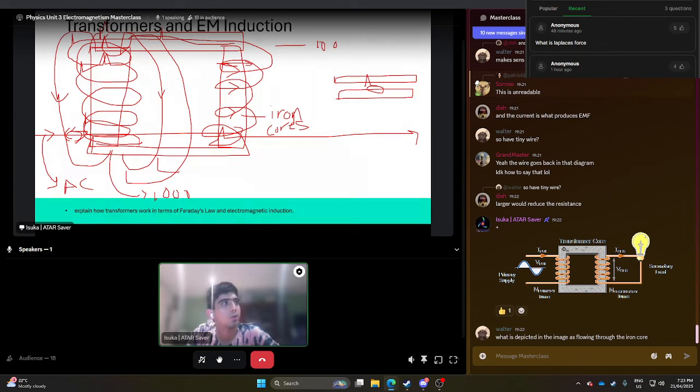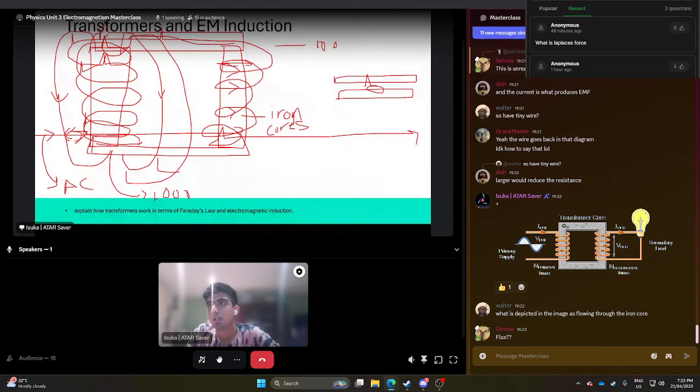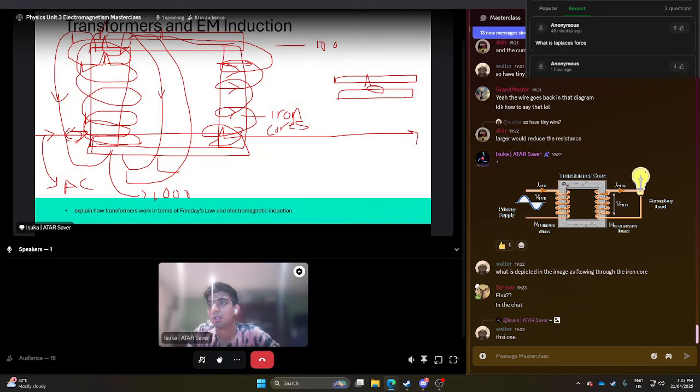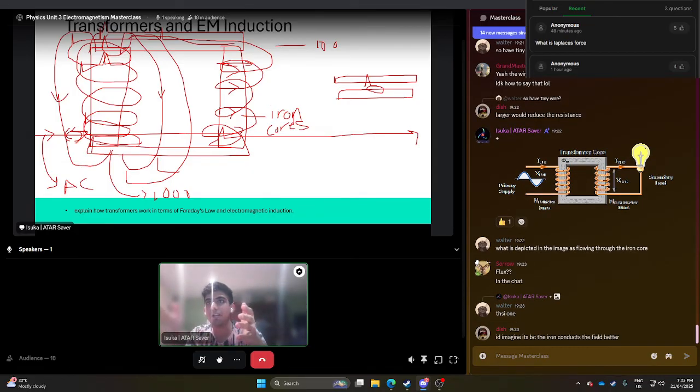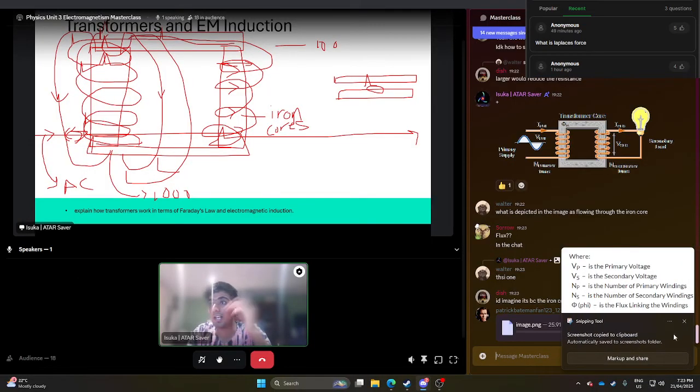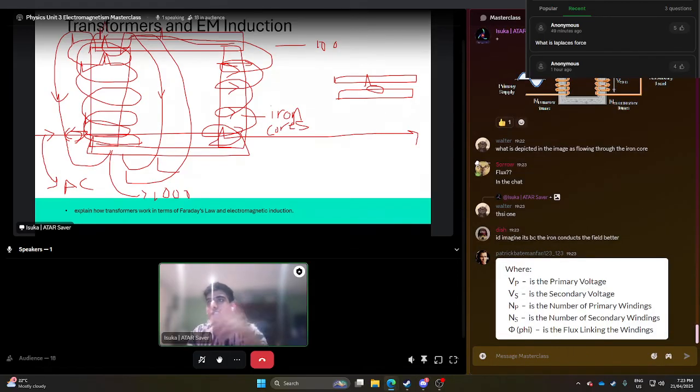As flowing through the iron core. Sorry, do you mean my image or the image that I've copied into the chat? Flowing through the iron core. Oh, do you mean... Oh yeah, true. There is something. Okay, let me check that. Oh, yes. I think that's just the magnetic flux changing essentially. You have the magnetic flux, and when you're inducing current into that, that is still a conductor, right? So it's conducting basically. You'll have the current conducting from the actual wires as well as through the transformer because of the magnetic flux changes too. Yeah, exactly. The iron conducts the field better.